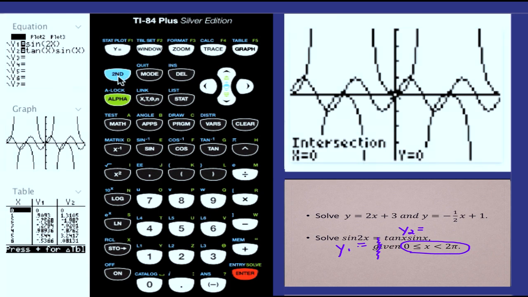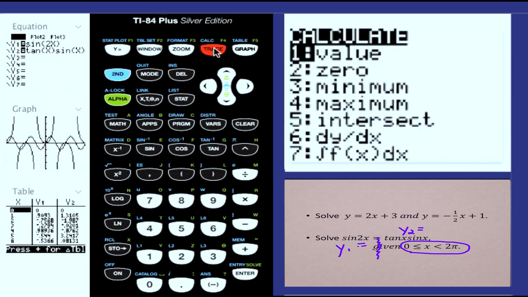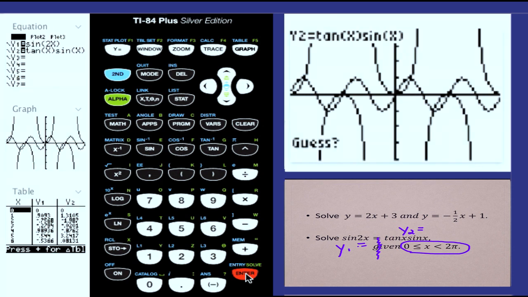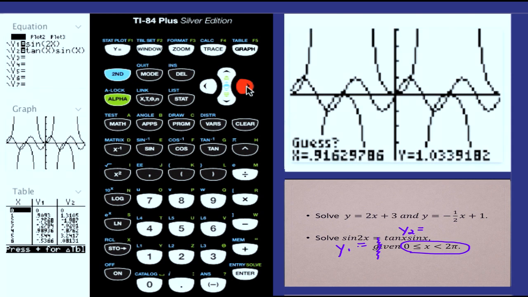So let's go and find the second intersection point. We start all over, press second, calculate, go down to intersect. I think I'm going to press the number 5. First curve, yes, that says y1. Second curve, yes, that says y2. Now we need to scroll to this point up here. So we're just going to use the right arrow key. Up and down key will not work, and you'll know that because you'll start pushing it and it won't move the cursor. So then you just press the right arrow key or the left arrow key. So I'm approximately at that intersection point, so I'm going to press enter.